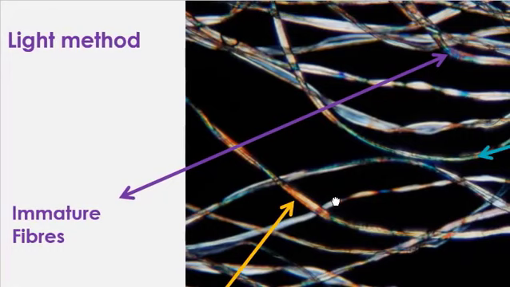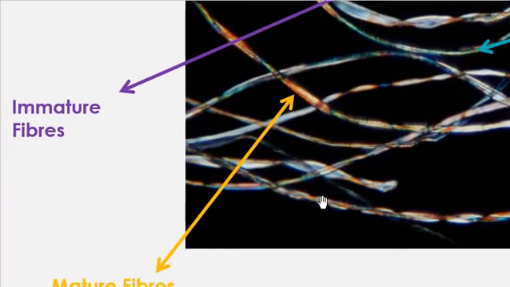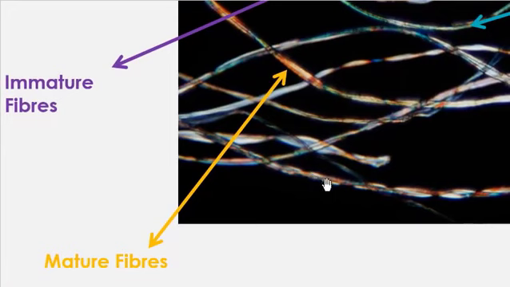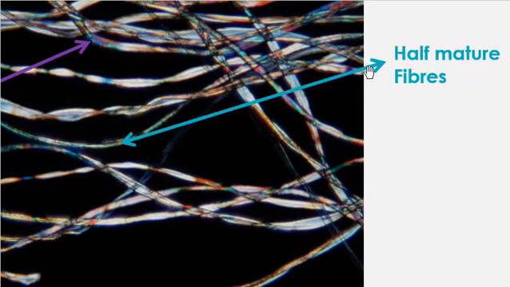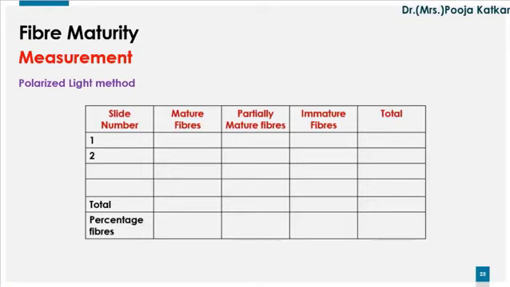The indigo color fibers could be identified as immature fibers. Yellow fibers could be identified as mature fibers, while the bluish green fibers are identified as half mature fibers. After you identify the fibers, those are again categorized as mature fiber, partially mature and immature fibers, and you can calculate total as well as percentage mature fibers. You can express the result in terms of required measures such as maturity ratio, maturity coefficient, immaturity, etc.